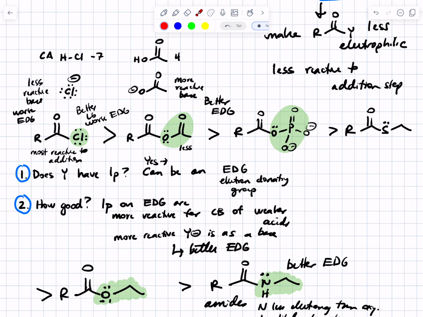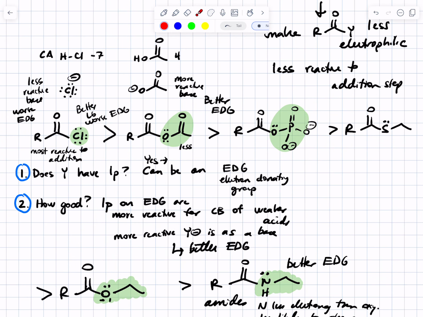So we see here that the acid chloride is less reactive than the anhydride because Cl is a poorer donating group than the carboxylate. And why is that? Well, because the carboxylate is a more reactive base than Cl minus. That means here the carboxylate will be a better electron donor. And same thing with the phosphate and the thioester.